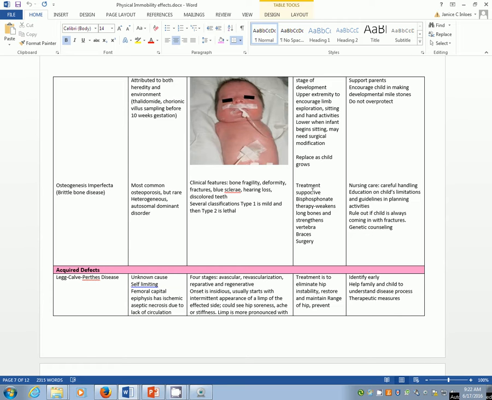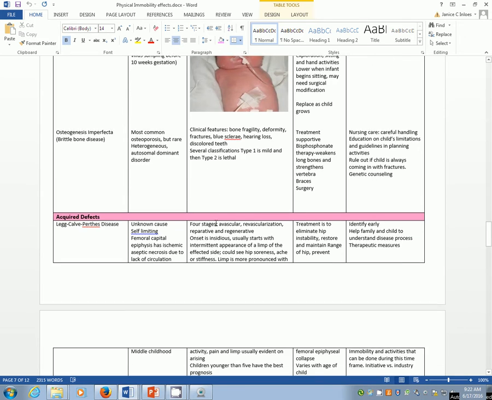These children can go to school. They can participate in any activities. They can wear protective clothing and protect their bones, depending upon the severity of their bone breaking.